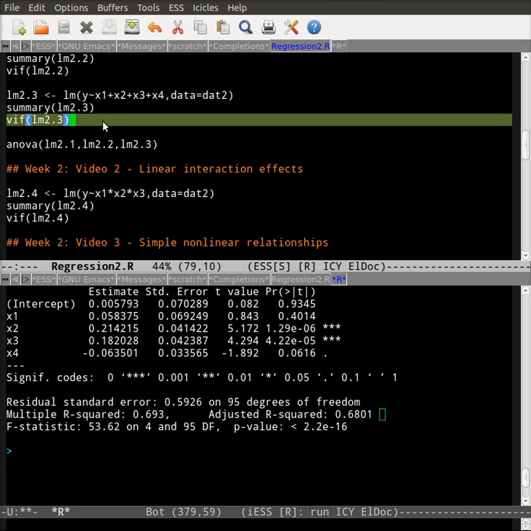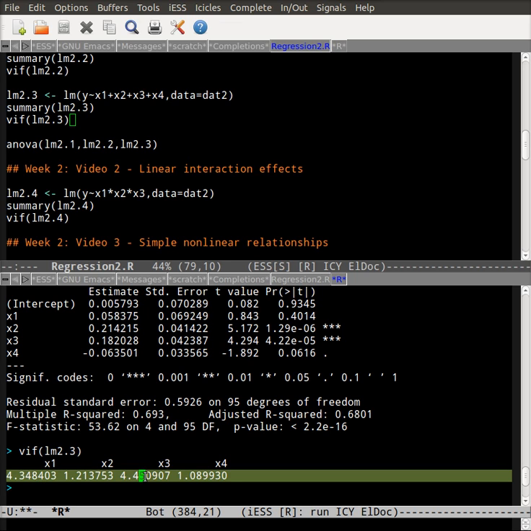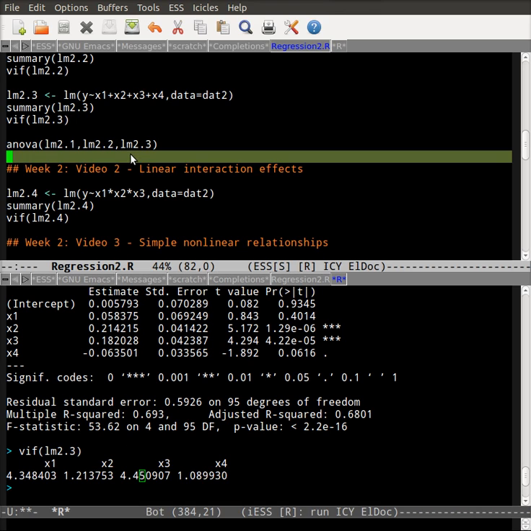And for VIF, you'll see that x4 is an independent predictor, right? Look at this. This is just about 1. So that means that x4 is not collinear with the other predictors. That's a good thing. But x1 and x3 are definitely collinear.